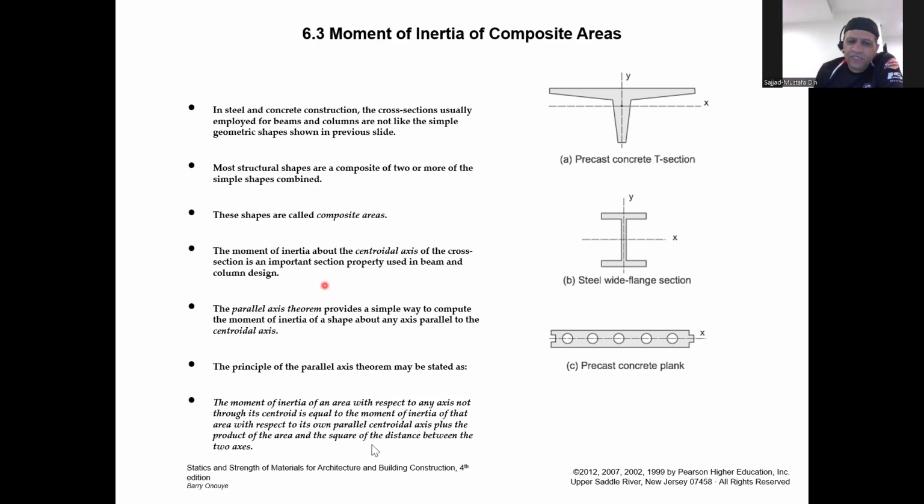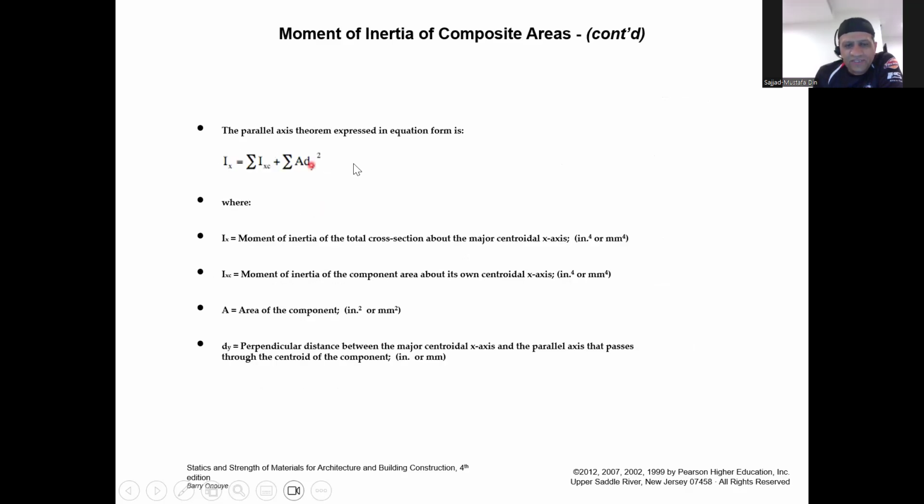So the moment of inertia of an area with respect to any axis, not through its centroid, is equal to the moment of inertia of that area with respect to its own parallel centroidal axis, plus the product of the area and the square of the distance between the two axes. So this is what you're going to use in your calculations, this formula right here.